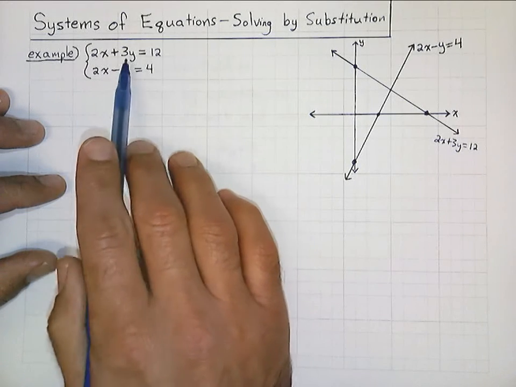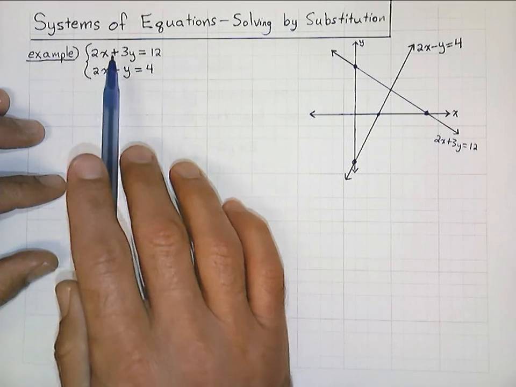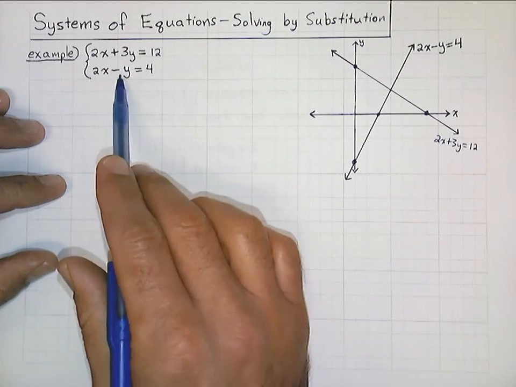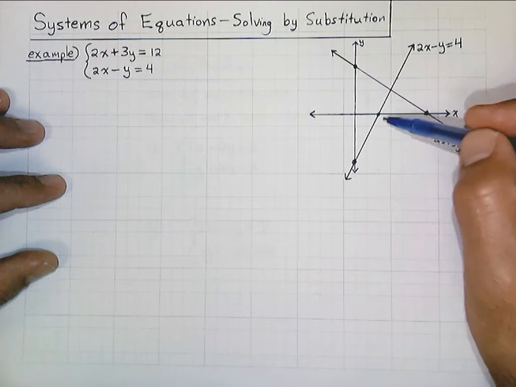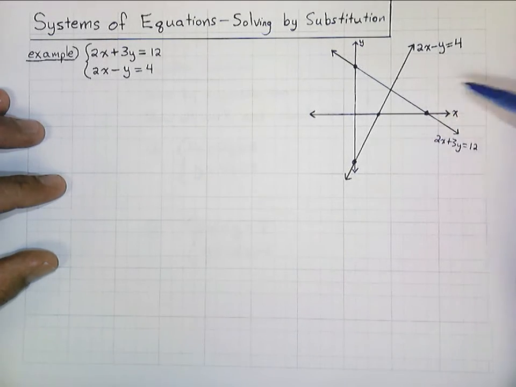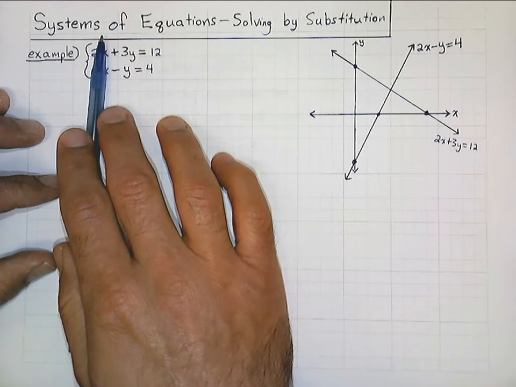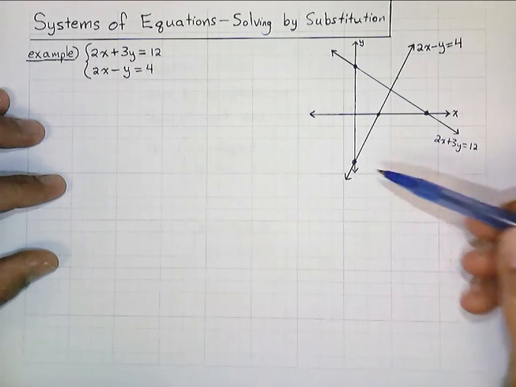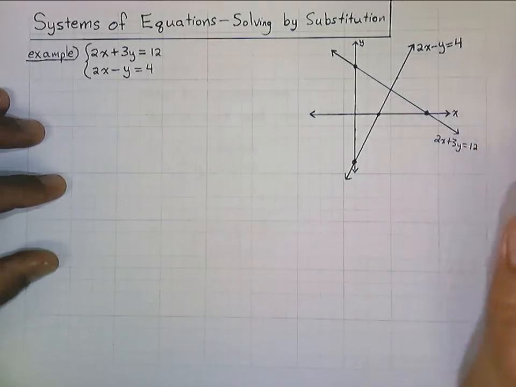Down here, cover up the y, let that be 0, 2x equals 4, or the x-intercept will be 2 right here. Or if we let the x be 0, then we have negative y equals 4, or y has to be negative 4, that's the y-intercept there. So here's our system graphed.